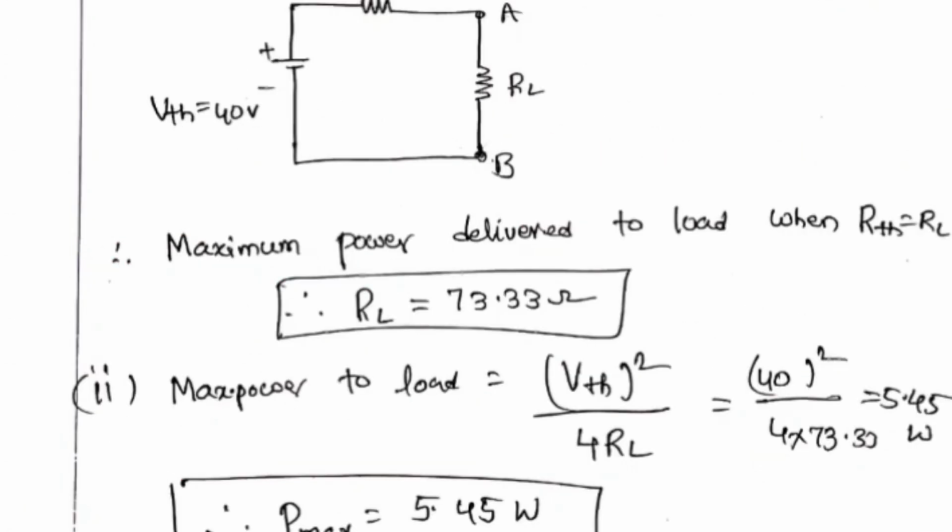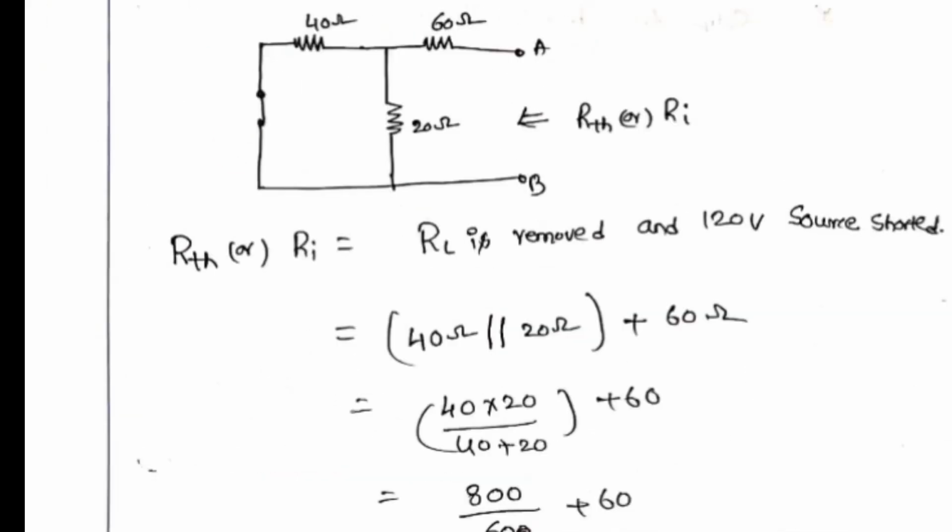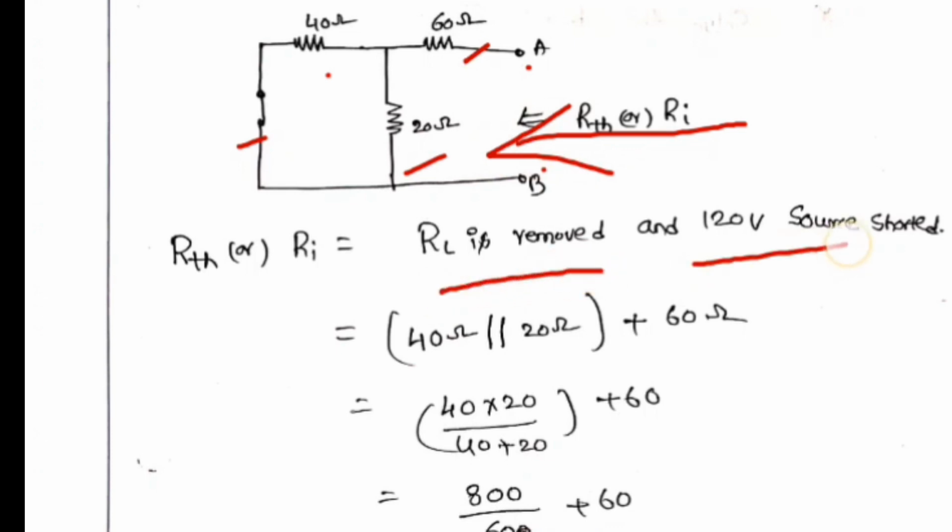Now to find RTh, we short the voltage source V by a short circuit, with the 40 ohm, 60 ohm and 20 ohm. The A, B terminals are open, and the load resistance is removed. By looking into the terminals A and B, we calculate the equivalent resistance. R Thevenin, or internal resistance, is found with RL removed and the 120 volts shorted. That is the main thing to find R Thevenin.